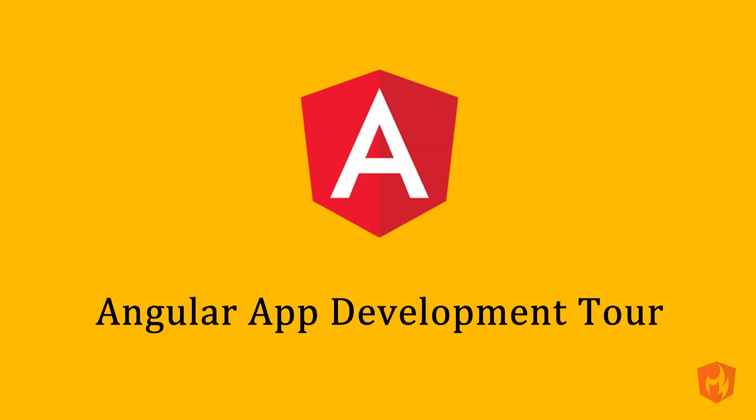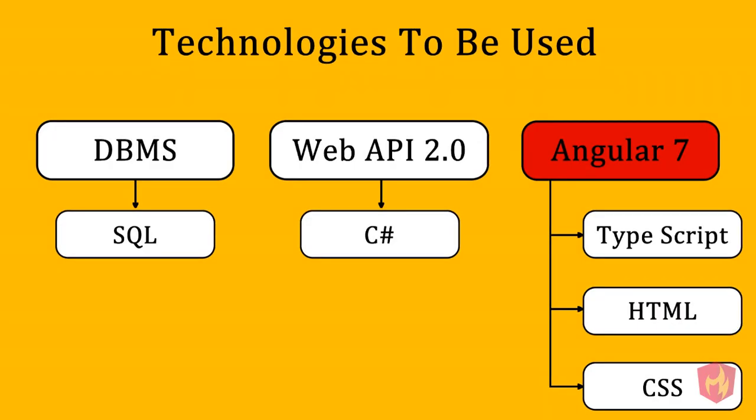In this video, let's have a tour of Angular application development. We are going to use three different technologies. The first one is DBMS, which is nothing but the backend. Then the middle layer, Web API 2.0 using C#.NET, and the third one is Angular 7.